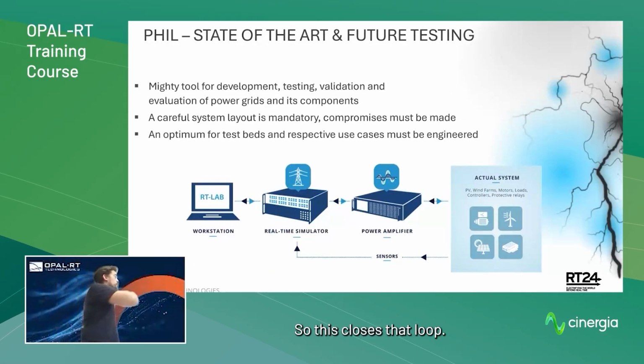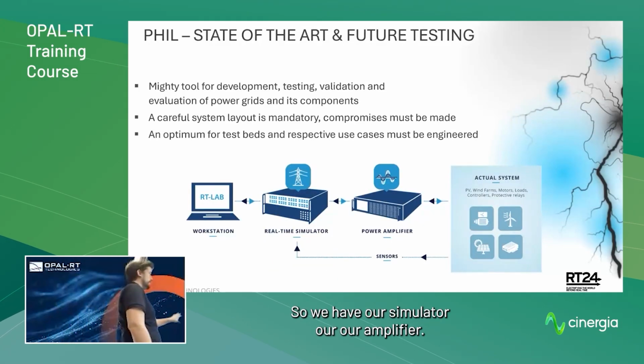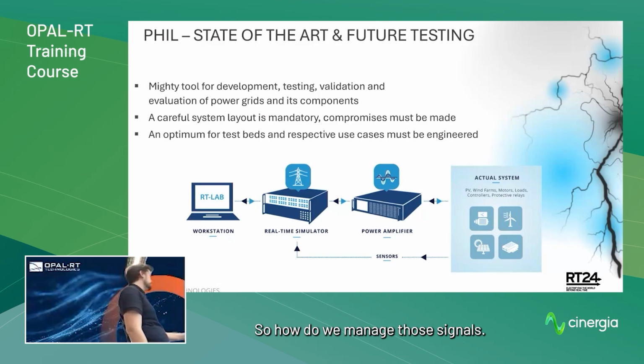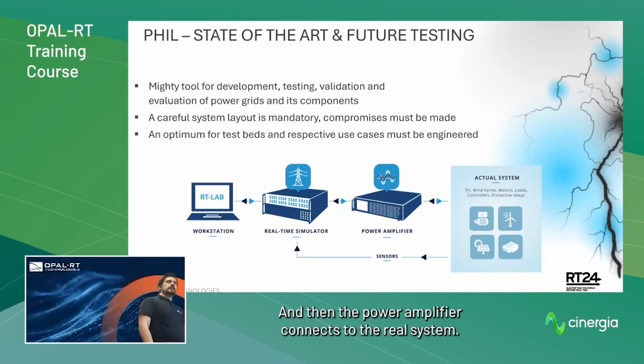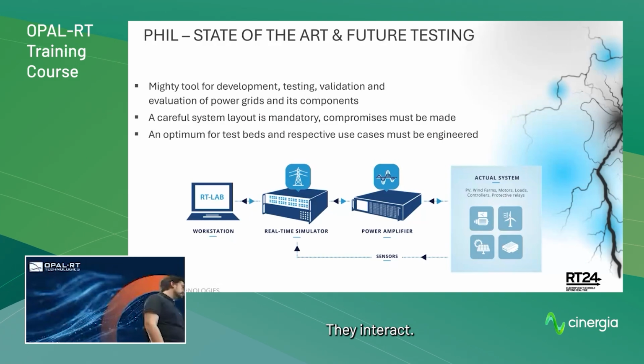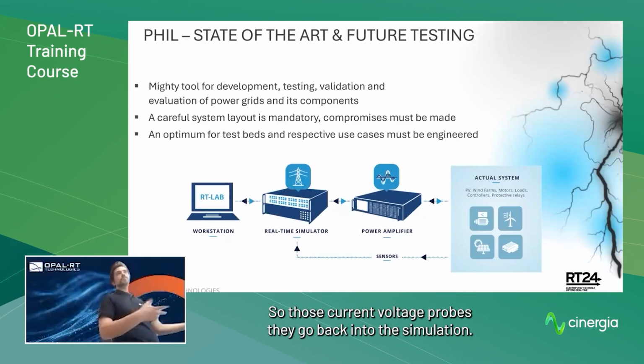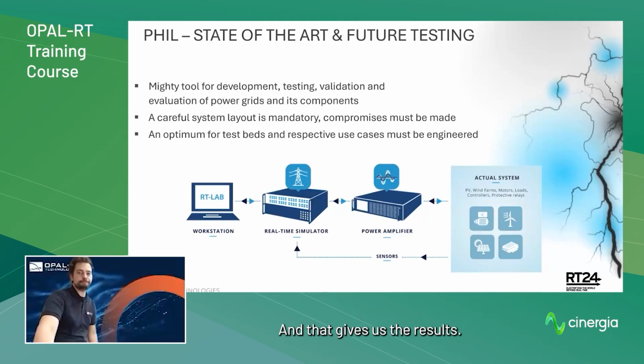So this closes that loop. We have our simulator, our power amplifier, and the interface algorithm happens between the two here. So how do we manage those signals? And then the power amplifier connects to the real system. They interact, and then measurements from the amplifier go back. Those current and voltage probes go back into the simulation, and that gives us the results.